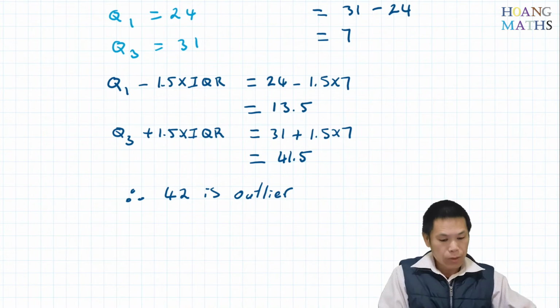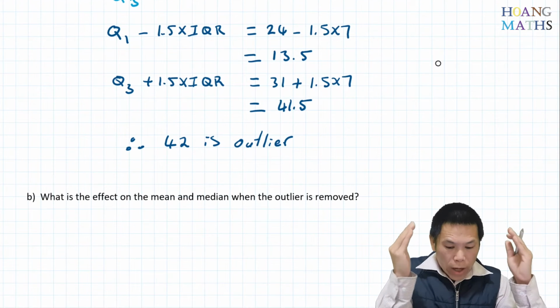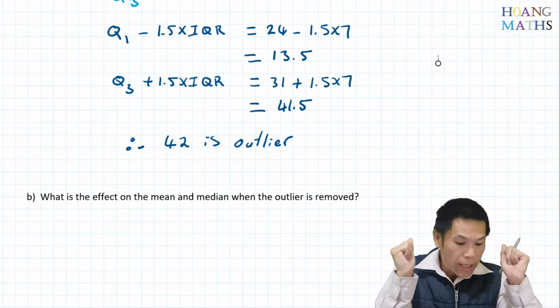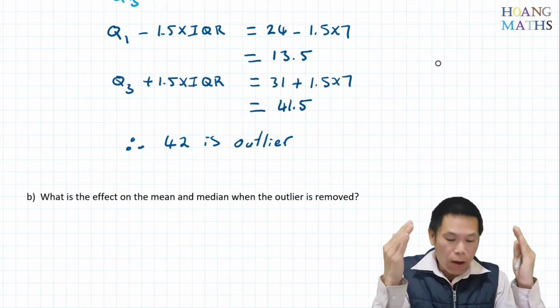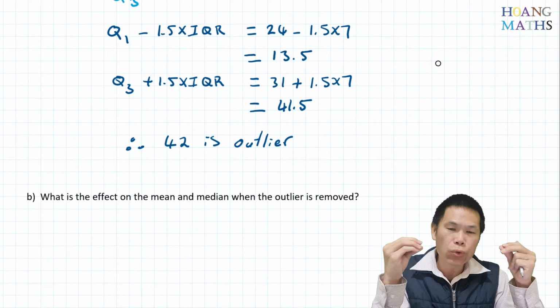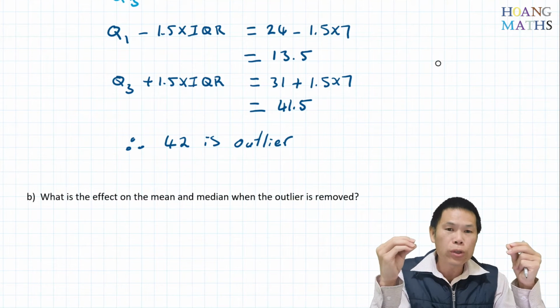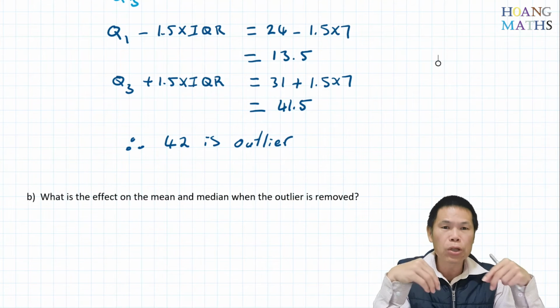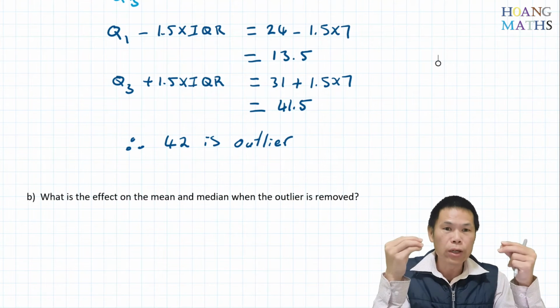There you go. Part B. What is the effect on the mean and median when the outlier is removed? So we know that the outlier is the largest score, which is 42. So if 42, the largest score, is removed, of course the mean, or the average if you like, is reduced, right? Because the largest score is removed.